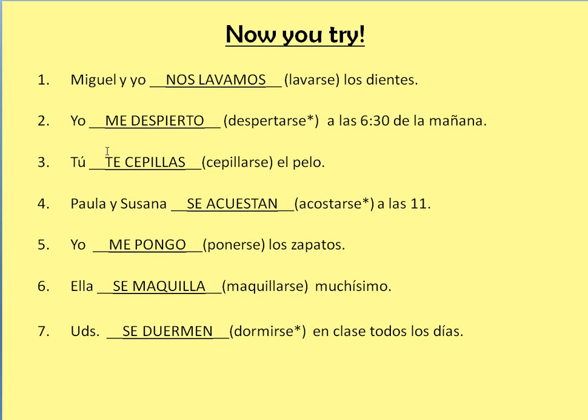How did you do? So here we had the tú form, so it would be te cepillas. Paula y Susana is the same as saying ellos, or they, or in this case ellas, because it's Paula y Susana, two girls. So it'd be ellas, or Paula y Susana, se acuestan. Okay, so go through and check your answers and see how you did.